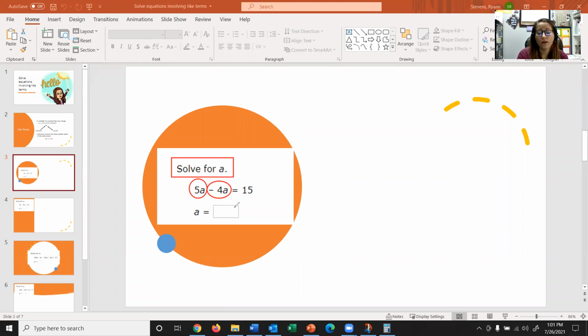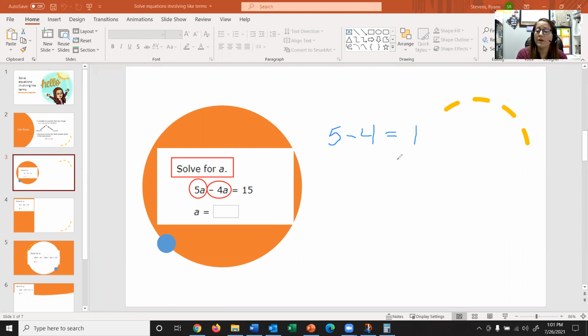Okay, so we're going to combine these coefficients. So we're going to take 5 and we're going to subtract 4. Now notice I left the variables out because right now we're only looking at those coefficients, but the variable doesn't go away. Okay, that's important to notate. So 5 minus 4 is going to give us an answer of 1.